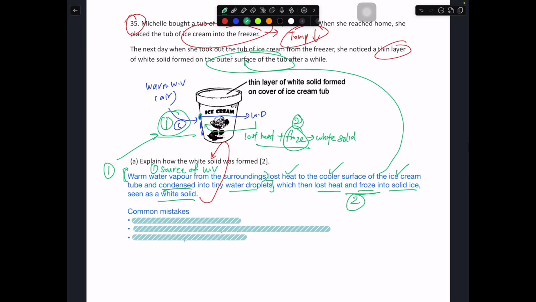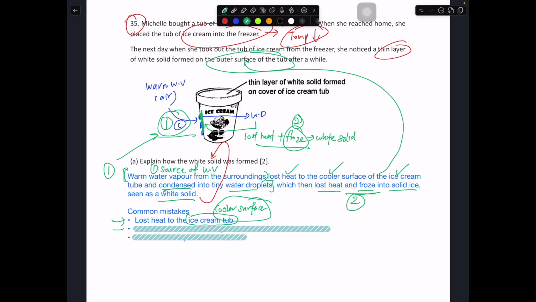So what are the common mistakes? A common mistake people usually make when writing this question is to say lose heat to the ice cream tub. No, they did not lose heat to the ice cream tub. They lose heat to the cooler surface of the ice cream tub. It's a surface that we're talking about. So the idea of the cooler surface must be brought out. Usually people miss out this part.